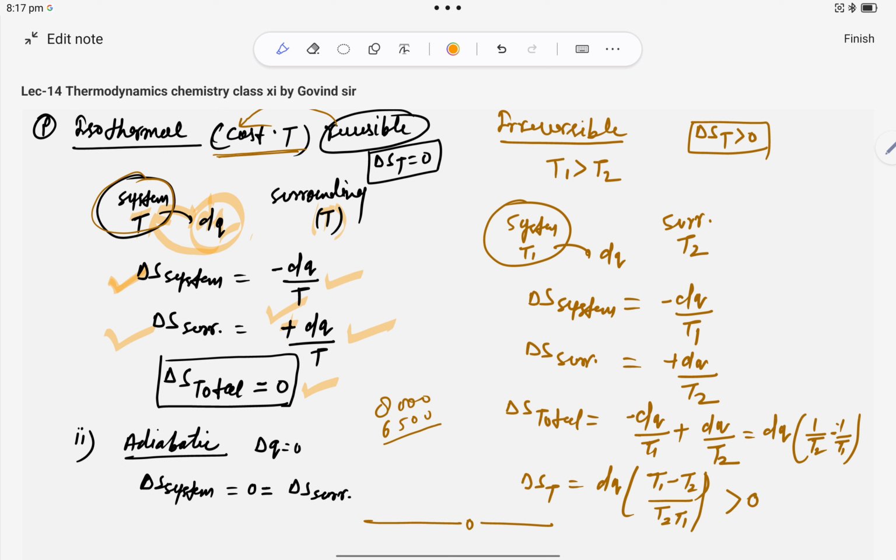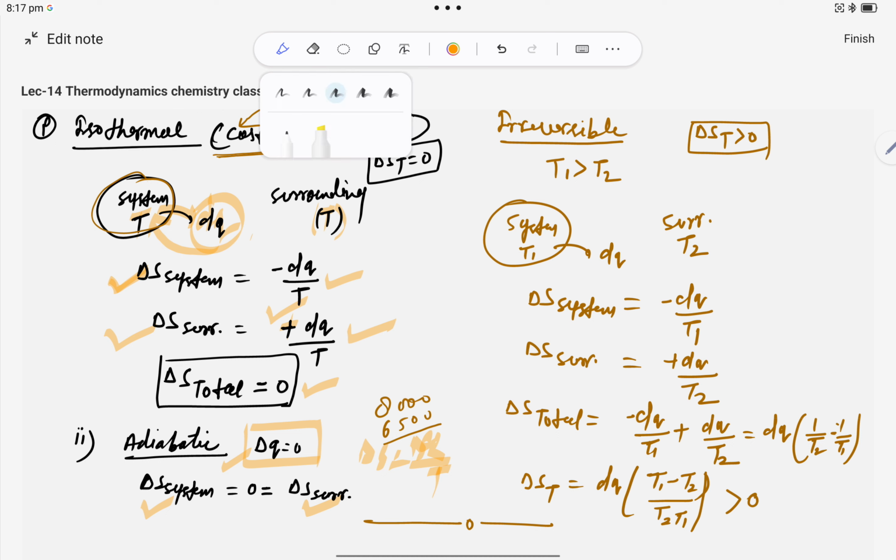Got it? In adiabatic, children, heat exchange is zero. You remember the formula, delta S is equal to delta Q upon T. In that case, no heat exchange, then what happened? The heat of the system and the heat of the surrounding, both will be zero. That happens in the case of the adiabatic process. In the other case, these values are not equal to zero, but in the adiabatic they are equal to zero. The entropy change of the system and the entropy change of the surrounding, both will be zero.